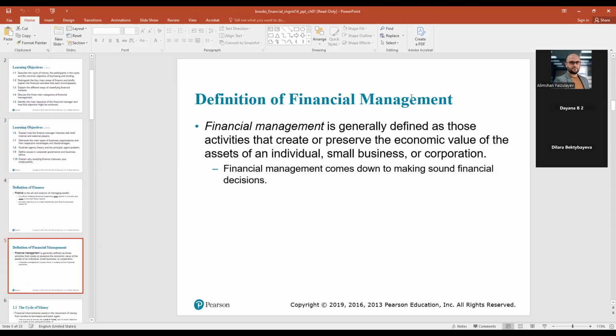So financial management basically refers to activities that create or preserve economic value for the assets of an individual, small business, or corporation. So there should be some money value left at the company. There should be some cash reserve.